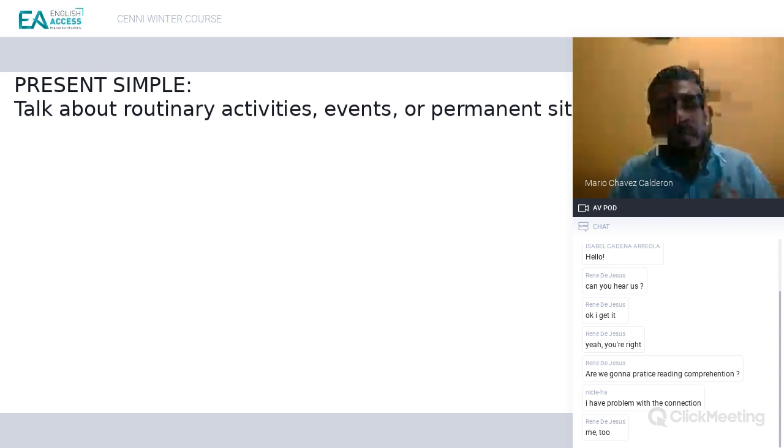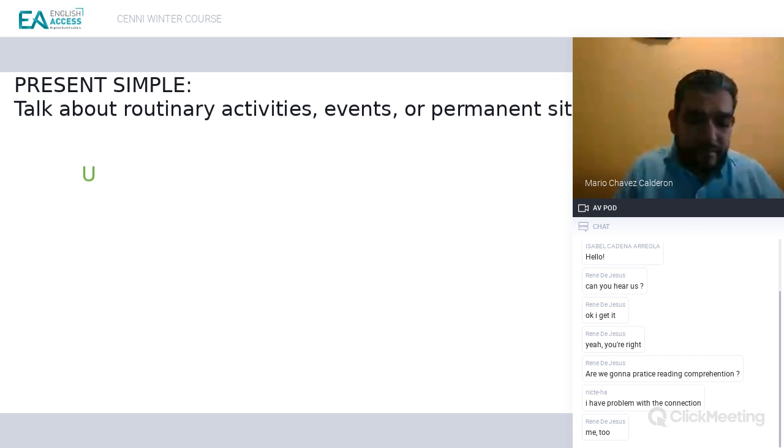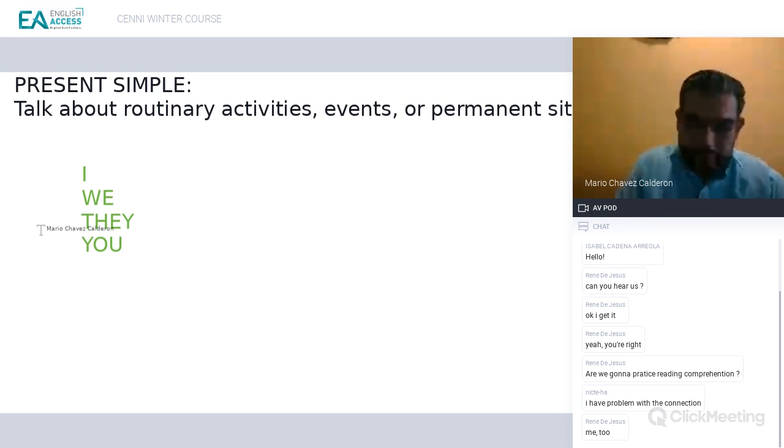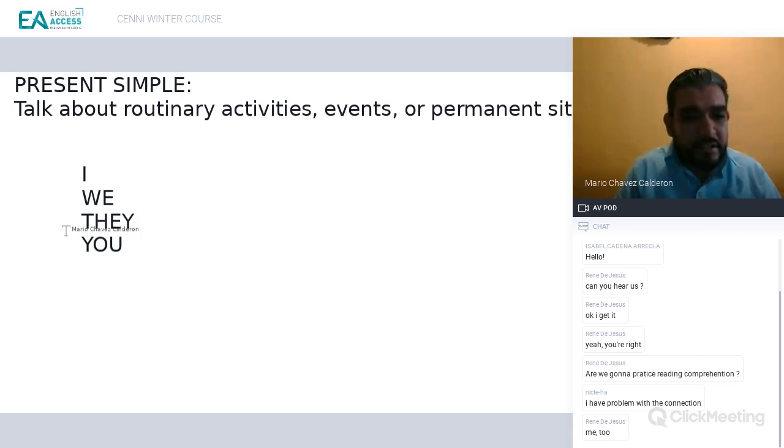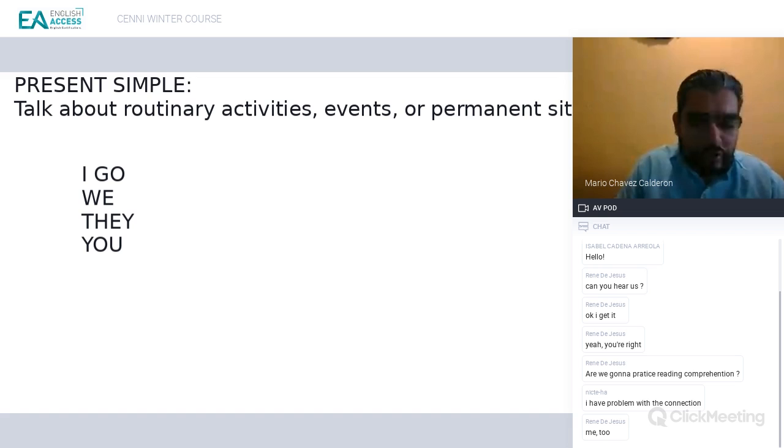Now, we know that in the simple present, for the first person and the second person, we only use the person and the verb, right? But for the third person of the singular, we do something else. Who knows? What do we do for the third person of the singular?